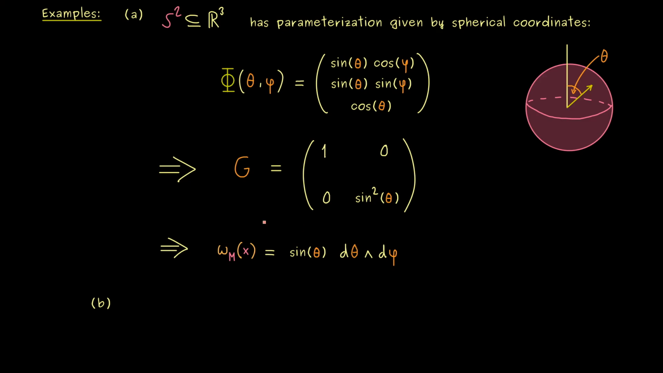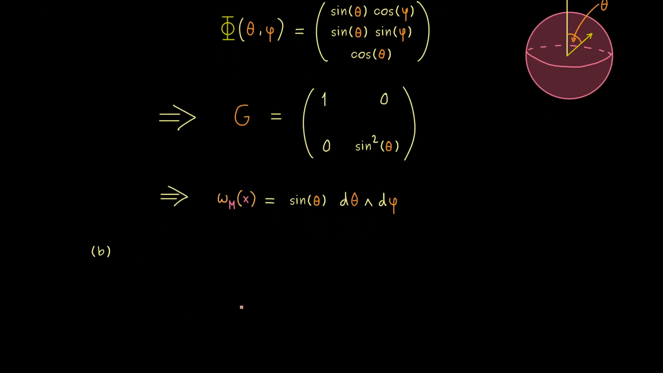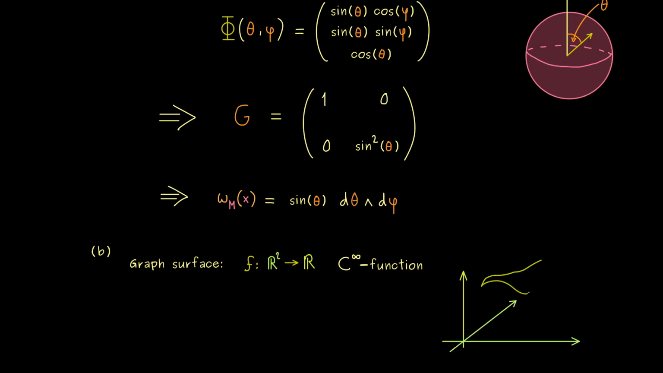Okay, then let's go to the next example, which we can also fix as a two-dimensional one. Namely, I want to look at a graph surface. Hence, this can be generalized to higher dimensional examples, but let's start with a two-dimensional one here. So let's consider a nice function f from R2 to R, and let's say it's a C infinity function. Hence, we can visualize the graph of this function in the three-dimensional space. So what we get is a two-dimensional graph surface.